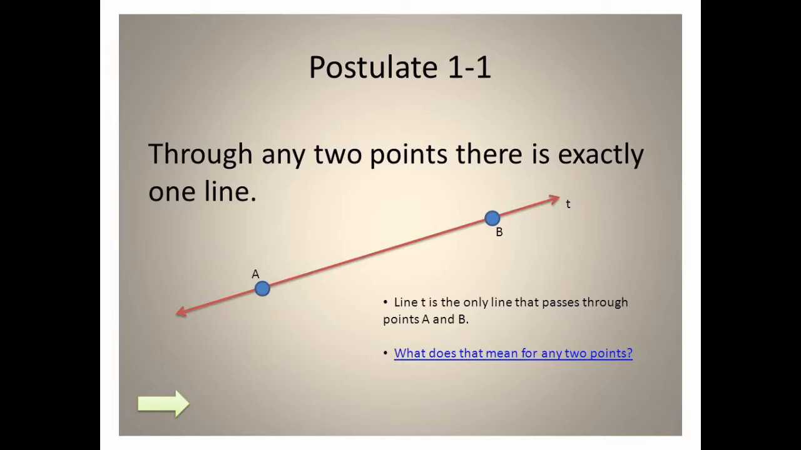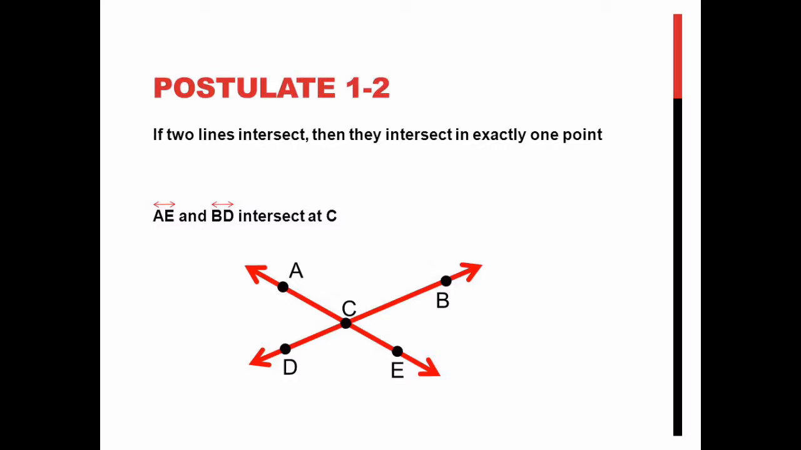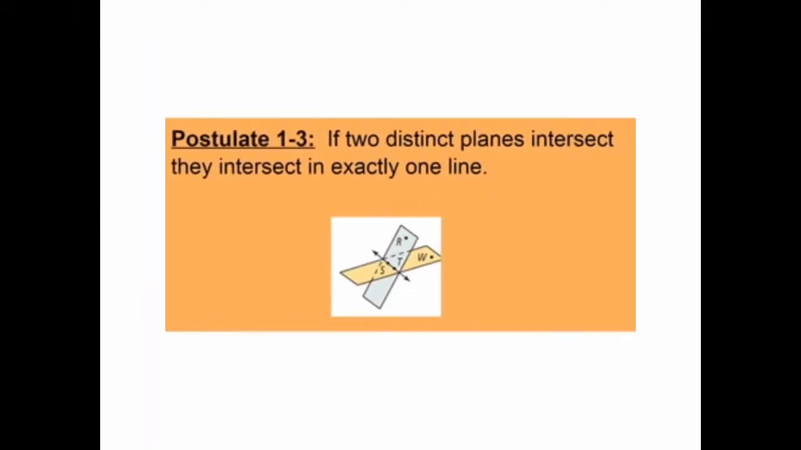So in order to make a line, you need 2 points. Postulate 1-2 says that if 2 lines intersect, then they intersect at exactly 1 point. So you'll notice here that they have line AE and line BD, and that they intersect at point C. So if you think about that, anytime 2 lines cross, remember lines are always straight, they're never curved. So anytime 2 lines cross, they always cross in exactly one spot.